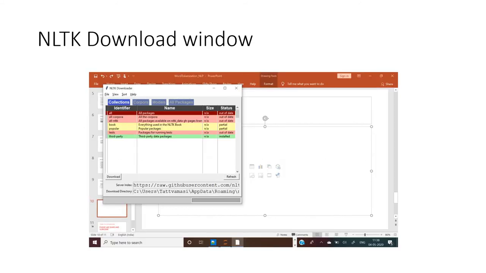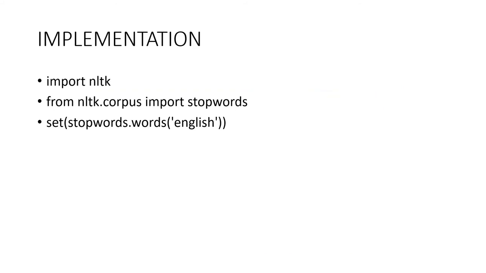This is the window you will get when you try to download NLTK. It will take some time. That is the NLTK part. For the implementation, you need to import nltk, and from nltk.corpus import stopwords. See, this is what you need to import. After that, you need to set stopwords for the English language. This implementation is available in different languages, and for English you need to set this.